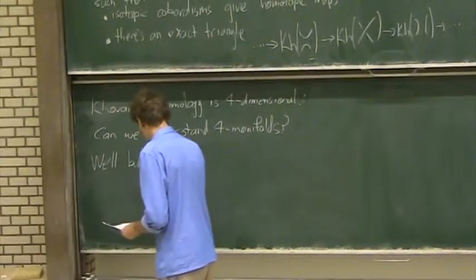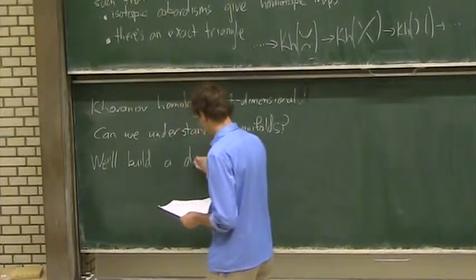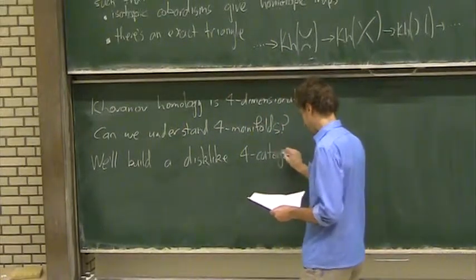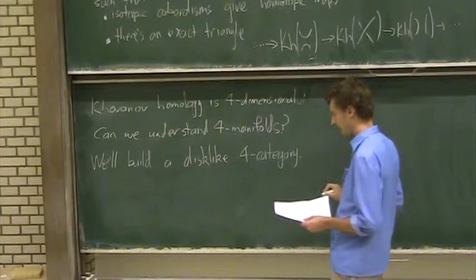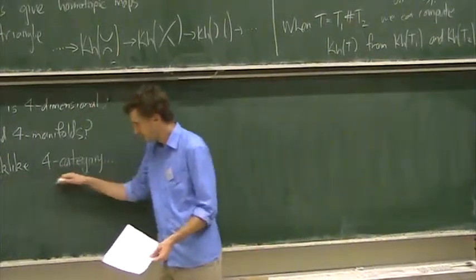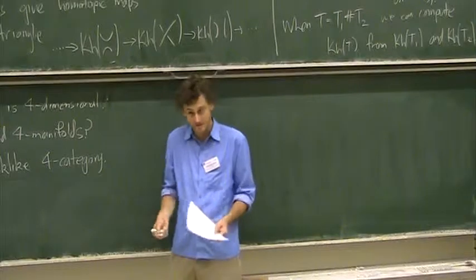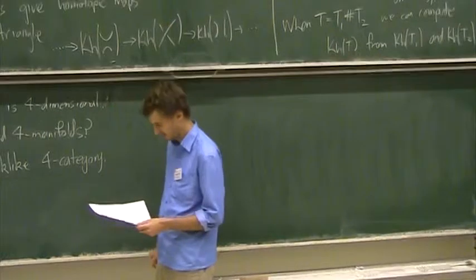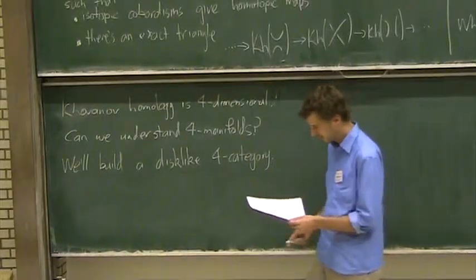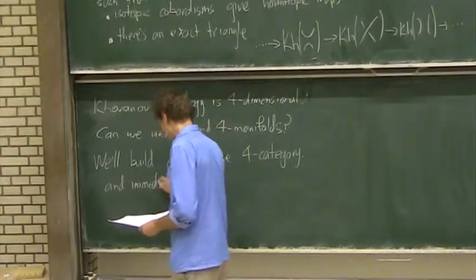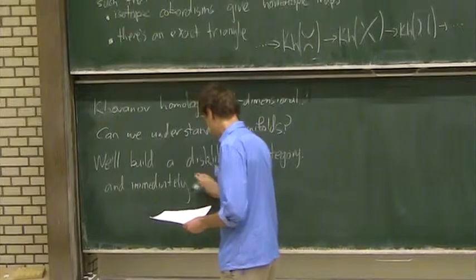So we'll build a disk-like four-category. This is really outside the world of the Crane-Yetter hypothesis. I mean, well, at the moment it's outside that world. And so it's not that we can really follow along exactly there, but I'll show you the definition of a disk-like category, and I'll show you how to build manifold invariants directly from them. And it's meant to be very similar to what's going on in the Crane-Yetter picture. So once we have a disk-like four-category, we then immediately have a TQFT invariant.